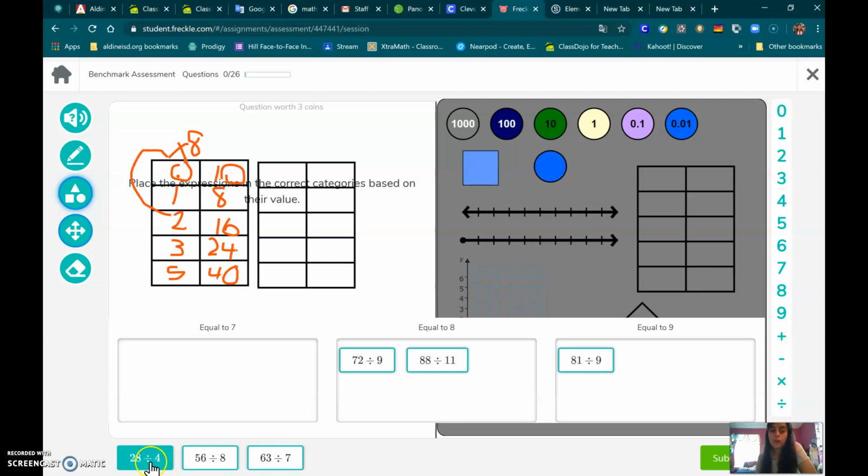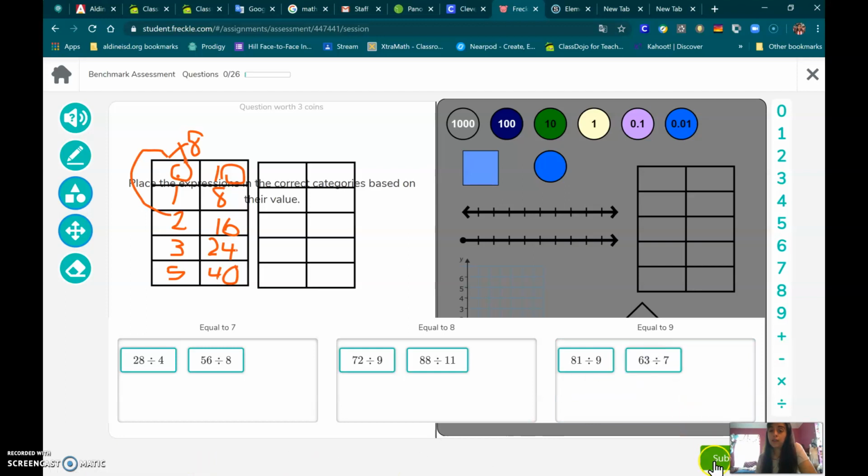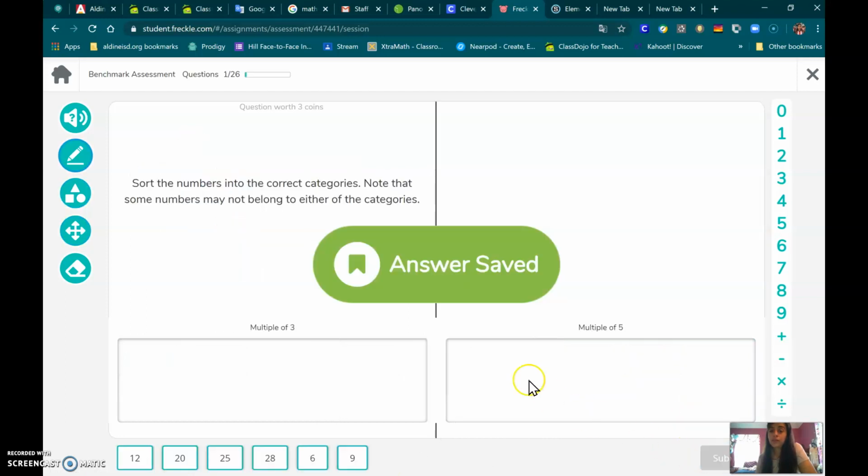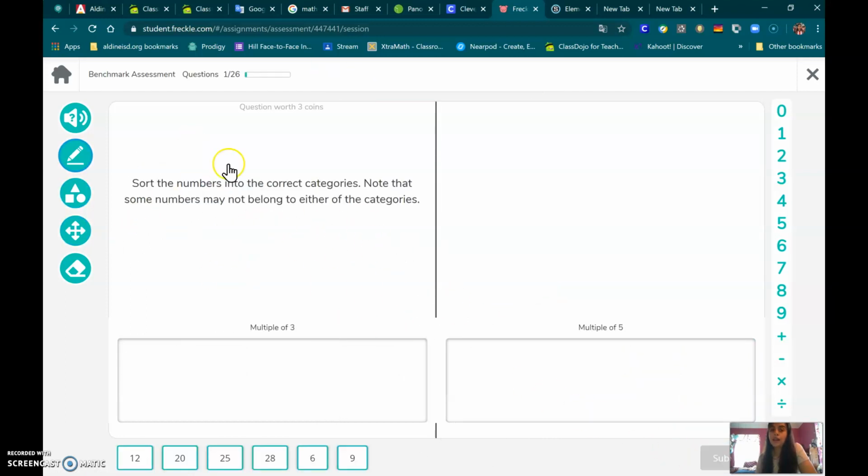Once you see 28 divided by 4 equals 7, 56 divided by 8 equals 7, 63 divided by 7 equals 9, and hopefully you get them all correct, you put them in and calculate. Then it's going to give you a different category: sort the numbers into the correct categories.